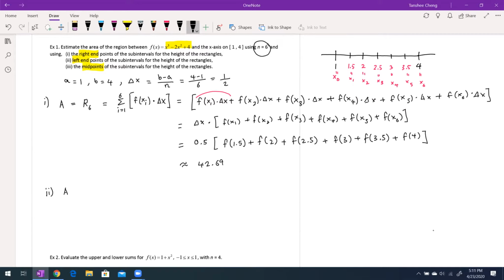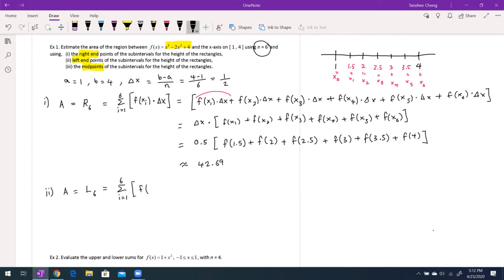This time we want to estimate the area of this function with the left endpoint with 6 equal subintervals, which means the height of the rectangle will be using the left endpoint function value of each subinterval. So this will become the summation of i equals 1 to 6. Notice that this doesn't change. However, our formula will change because I want to use the left endpoint.